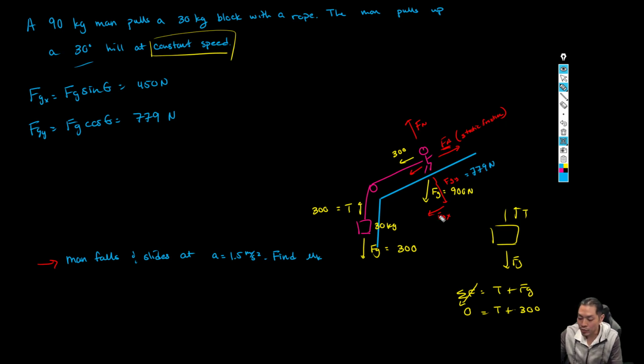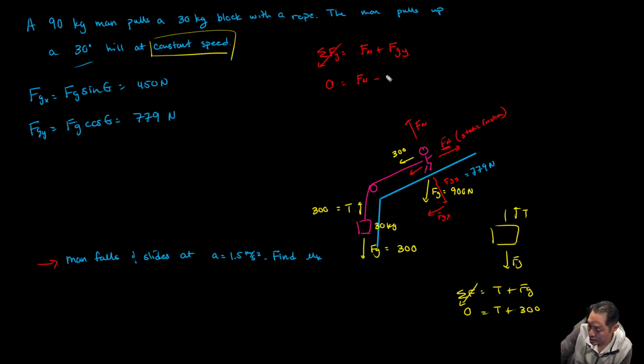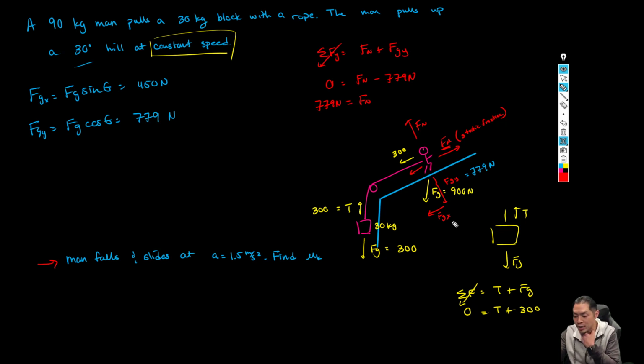So if I want to be more formal, I could say the sum of all forces in the y direction is Fn plus force of gravity in the y. This is equal to 0. So 0 is equal to Fn minus 779. And then you just move it to the other side. So Fn is equal to 779 newtons. Okay, so that one's easy. FGX will help us figure out what the FA is. So FGX is negative 450.